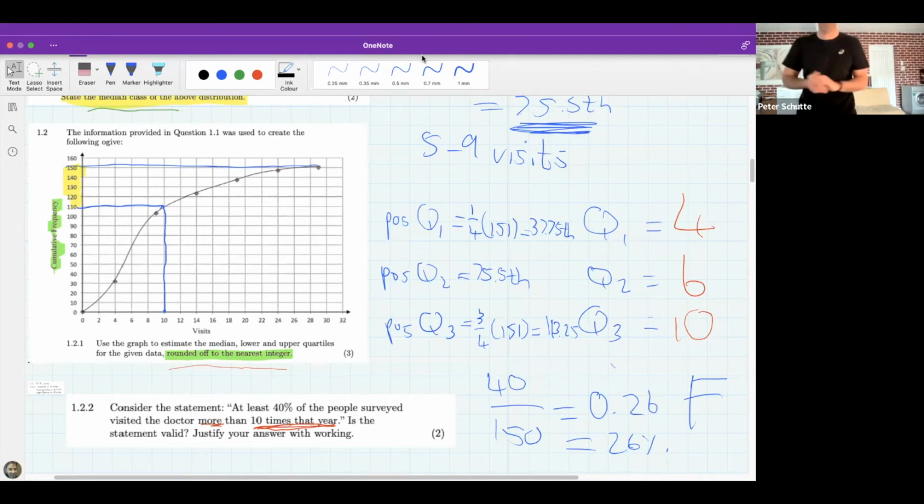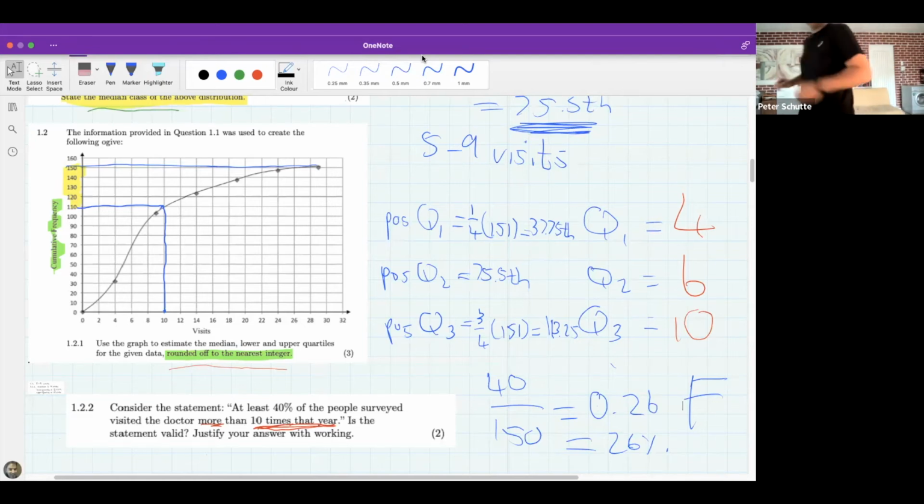So Kekleko asked, how would I put it into words? Kekleko, I would first start by saying, according to the ogive, that 110 people visited the doctor 10 times or less. And then I would talk about the 40 that are left that visited for more. And then I would just do the simple calculation, the 40 over 150, 26% part. It doesn't have to be exactly the same as mine, but something to that sort of effect, because the 26% shows that the 40% is too big a number.